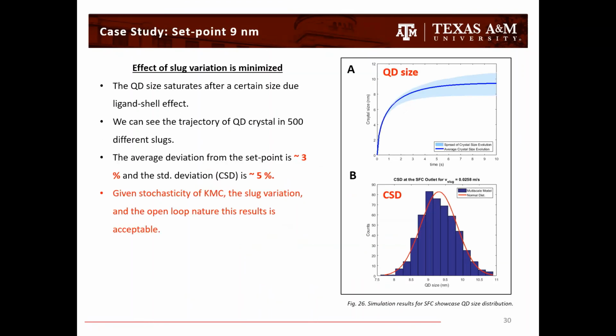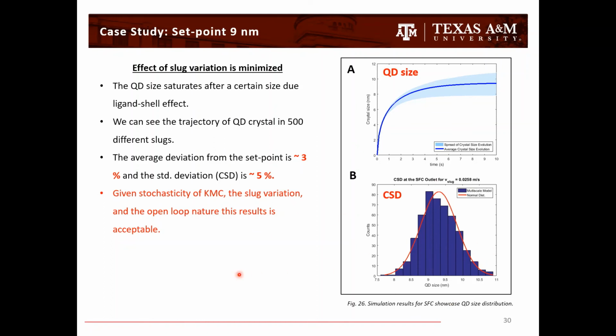So here is a case study for the case of 9 nanometers, which is a set point, and we minimize the distribution. Here you can see that crystal size varies with time. Initially it grows faster and then it saturates to 9 nanometers. So it has reached its set point. The crystal size distribution is presented in section B, and the deviation is around 5%.